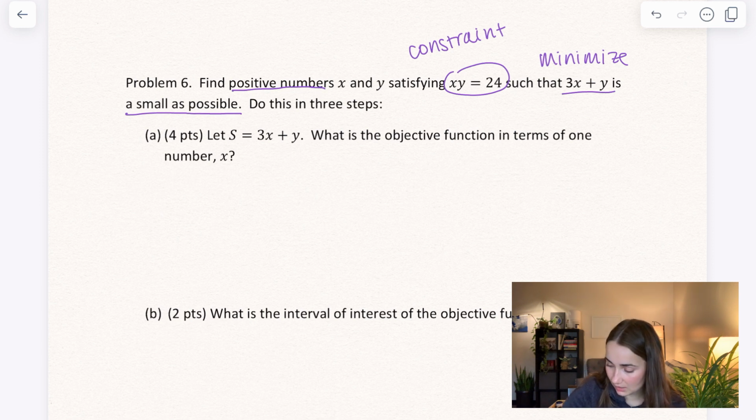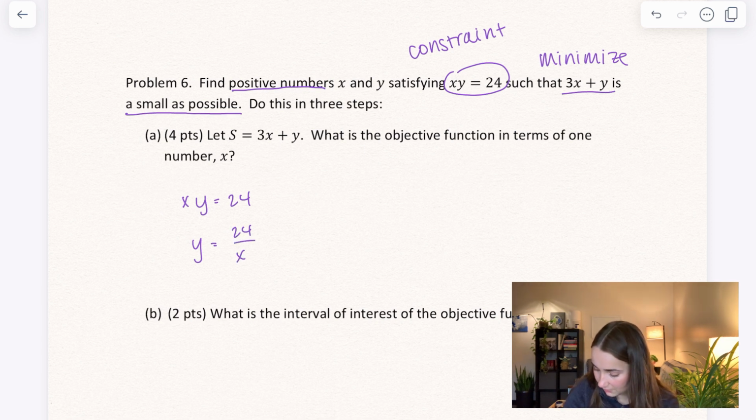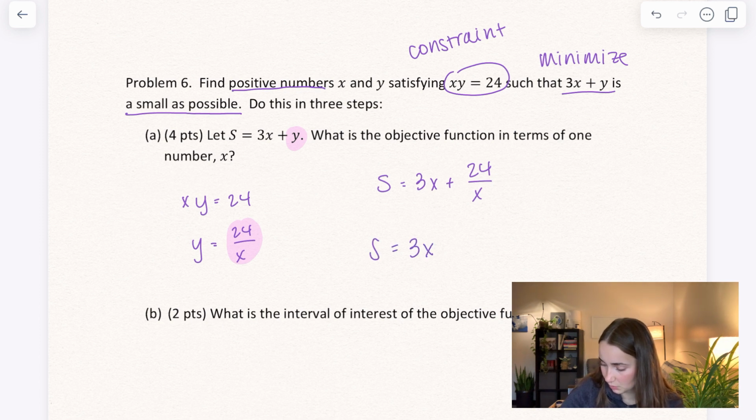So here I'm going to go ahead and use the constraint. I have x y is equal to 24, and I want to go ahead and solve for y. So here I'm going to divide both sides by x, and I get 24 divided by x. Now let's go ahead and plug in. We found what y is equal to, and we can replace that in our objective function. So here we get s is equal to 3x plus 24 divided by x. If you wanted to, you can rewrite this as s equals 3x plus 24x to the power of -1.